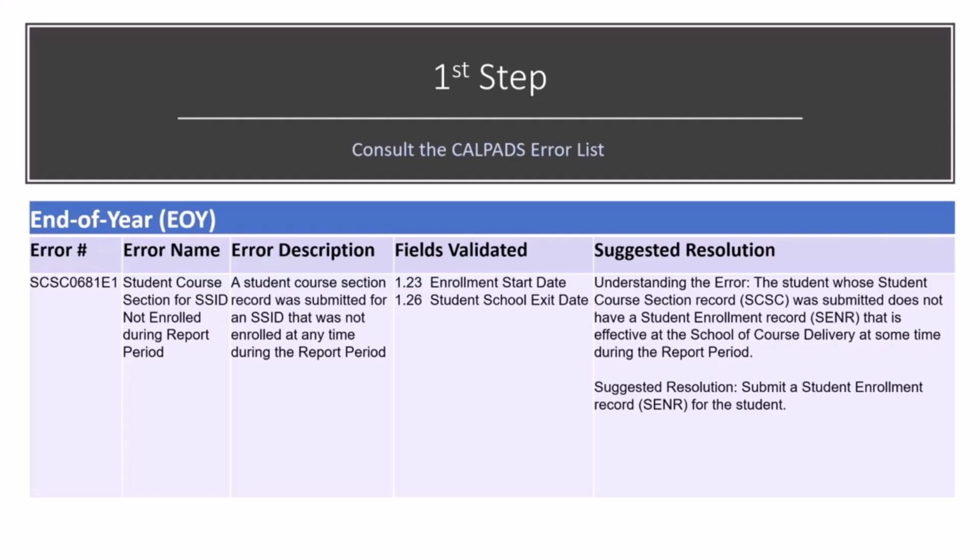So the key thing here is identifying the school of course delivery. The school of course delivery, that's your SCSC record, where the student took their curriculum, their courses, has to match the enrollment record. That's the school of attendance. All right, so that's something you have to infer. It's not explicitly said, and with practice, that becomes easier and easier. But that's what we're going to look for when we're troubleshooting this error. And the suggested resolution is quite simple: submit a student enrollment record for the student.